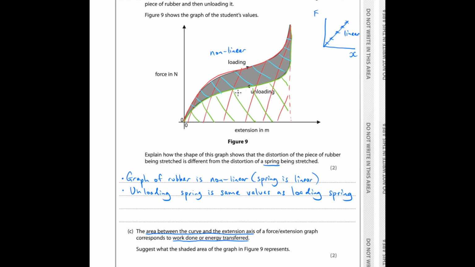Now, where did that energy go to? Well, when you stretch a rubber band, it gets hot. So the energy lost will be thermal energy that's gone into the rubber band and then gets lost to the surroundings. So how do we write that?